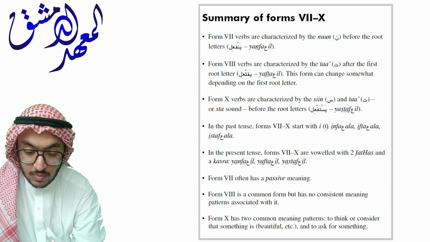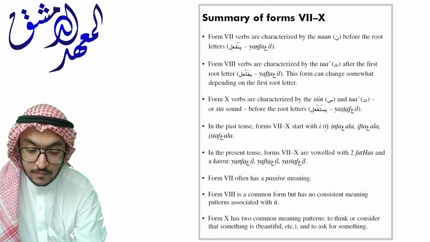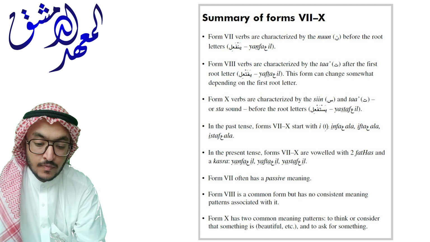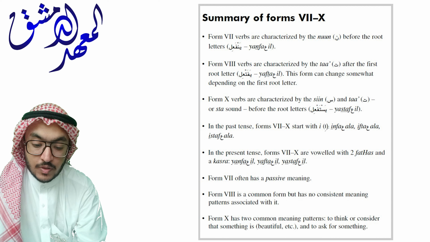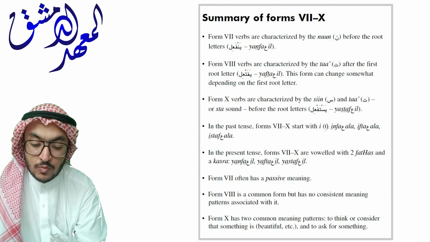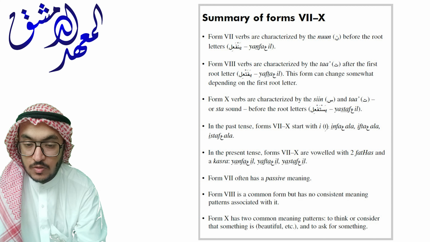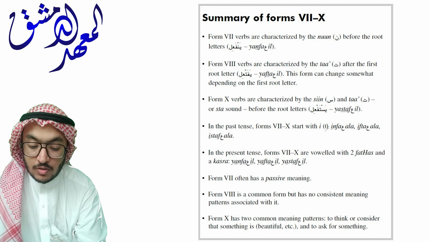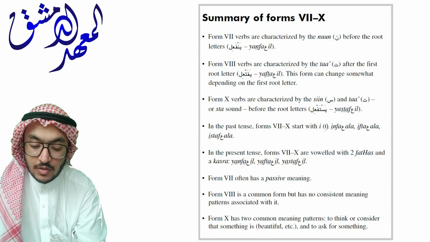So now we'll have a table of form 7, 8 and 10. For example, in the doubled verbs, past indamma, present yandammu, imtadda yamtaddu extend, istamarra yastamirru continue. So verbs with Hamza as the first root letter. No verbs in the common circulation for the form 7. Ittakhadha yattakhizu adopt in the form 8. Istajara yastajiru in the form 10 rents or rented.